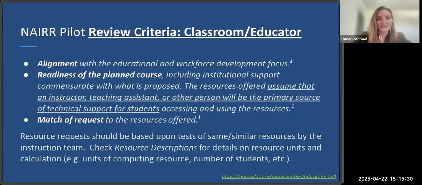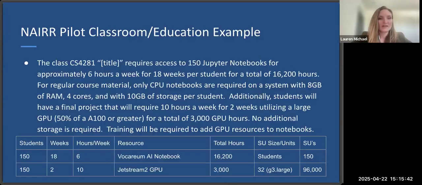Critically, and given that this is a request for technology resources, the proposal must match the resources offered and align with the resource-specific guidance on how to request them. This slide shows a hypothetical example based upon a real excerpt of the resource justification from a classroom/educator proposal. Please take a moment to read it and note the details that are included.